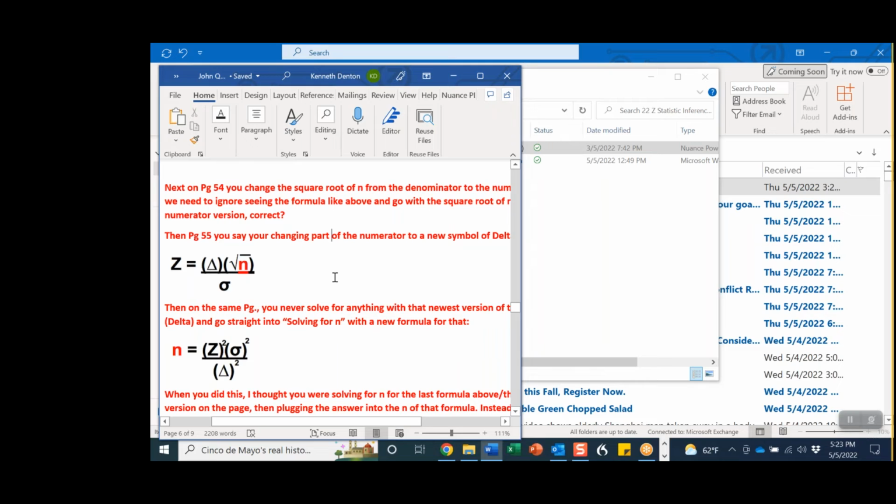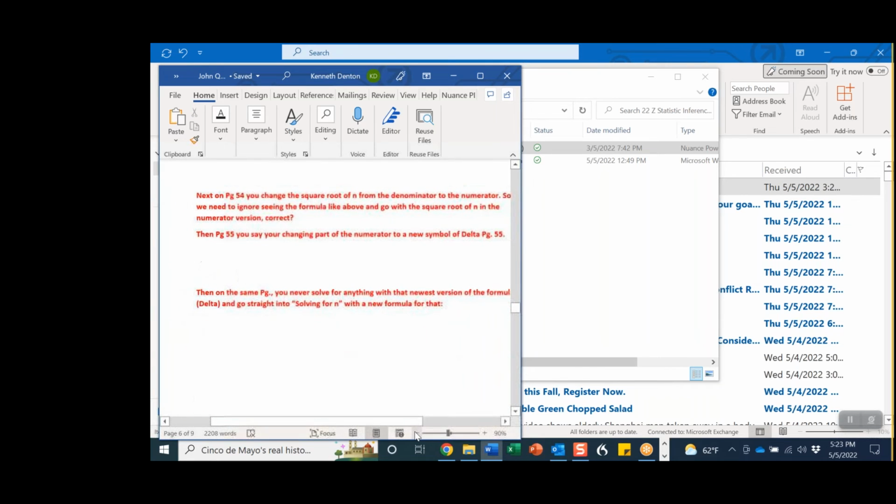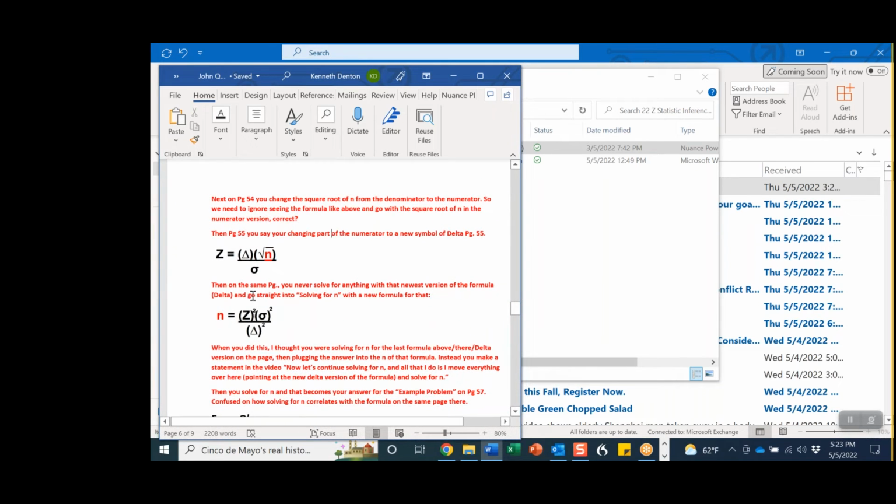And then you just stop right there, and you don't solve anything for this. But you make a quote. On the same page, you never solve for anything with that new version there, the delta. And you go straight into solving for n with the new formula for that, which is this one. Now, when you said that, it sounded like you were going to solve for n in this delta equation up here, and then do a calculation, but you didn't.